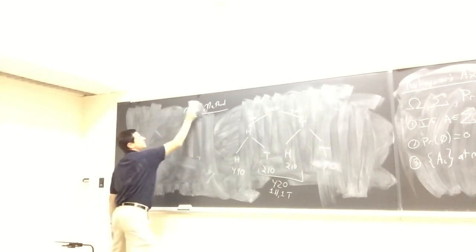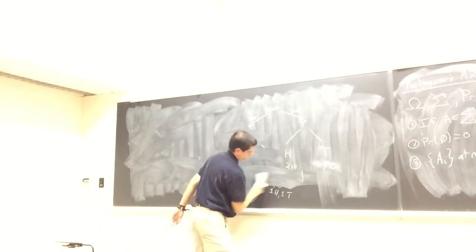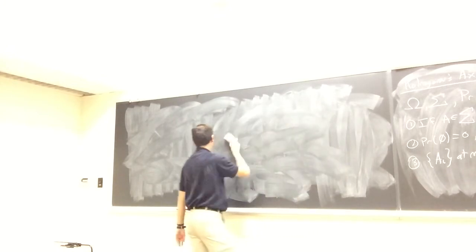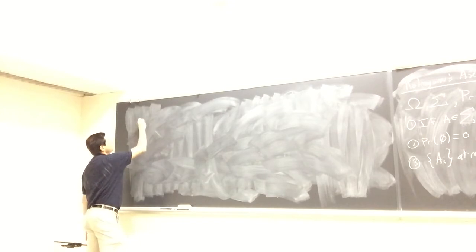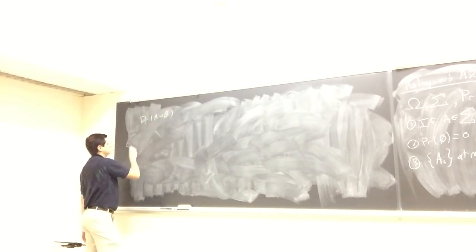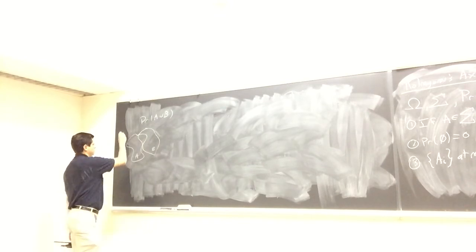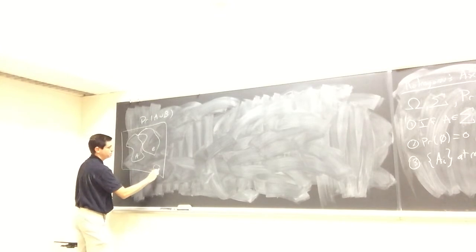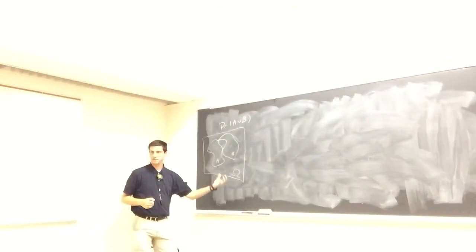Let's consider two events A and B, and I want to calculate the probability of A union B. Maybe here's my set A, here's my set B, and here is my entire space omega. So A and B live inside omega.